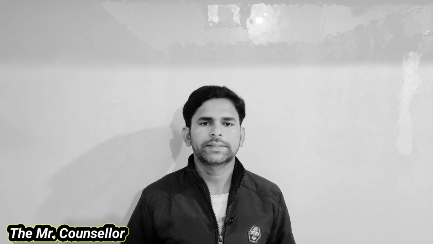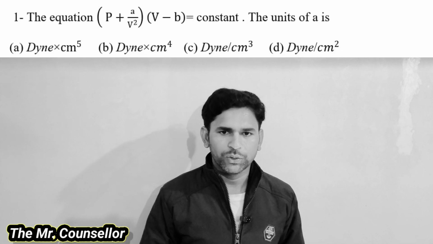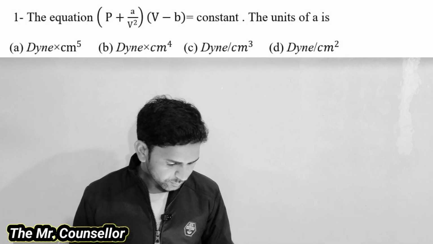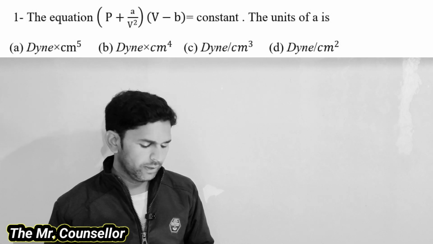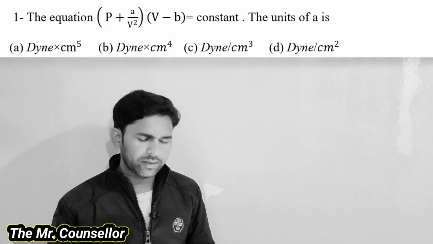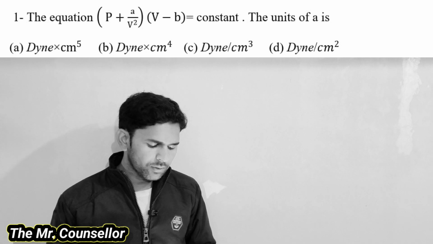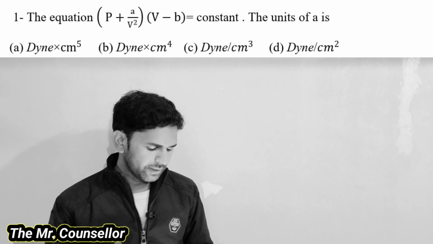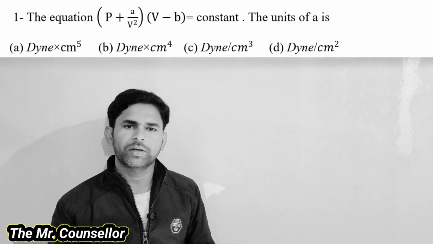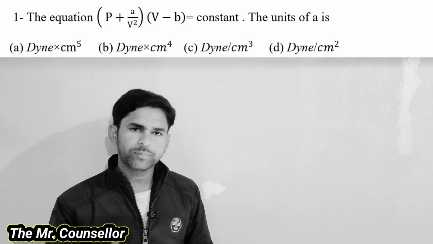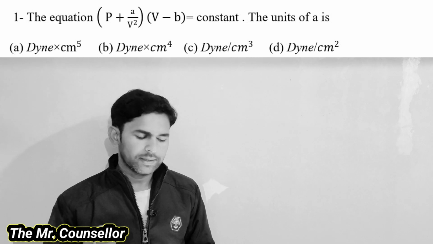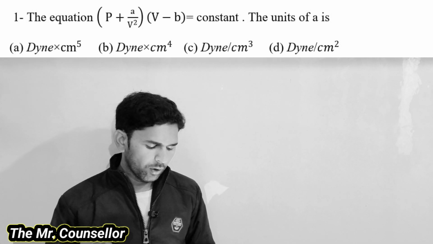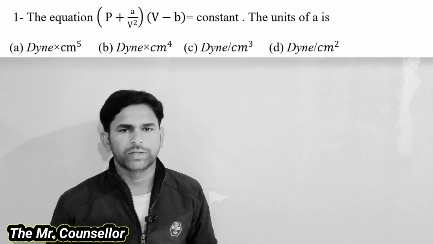Now we are going to discuss some problems based on how we can find the units. You can see the first question on the screen. The equation (P + A/V²)(V − B) is equal to constant. The unit of A: option A is dyne into centimeter power 5, option B dyne into centimeter power 4, option C dyne per centimeter cube, option D dyne per centimeter square.